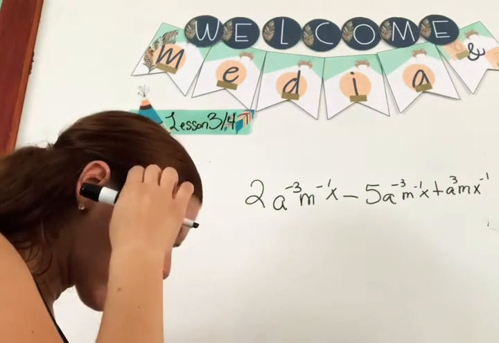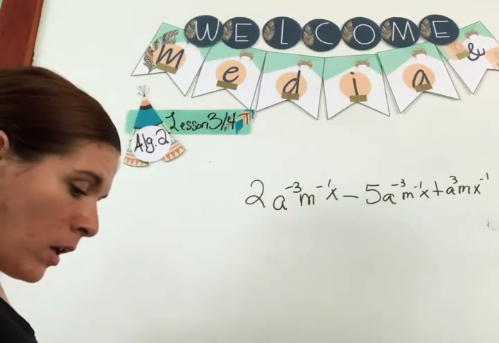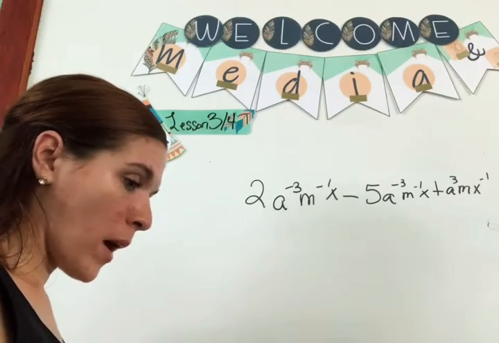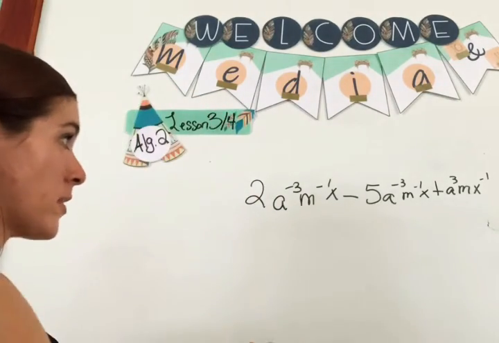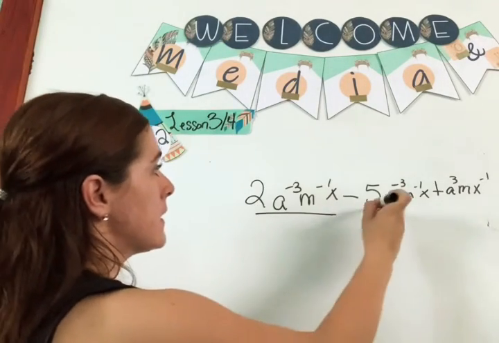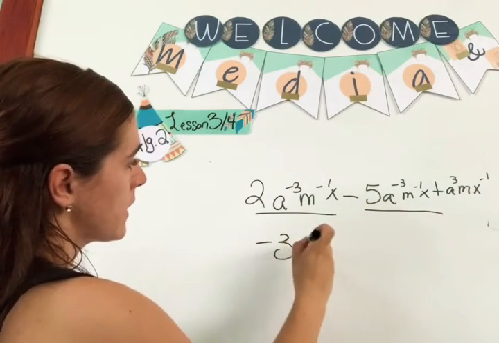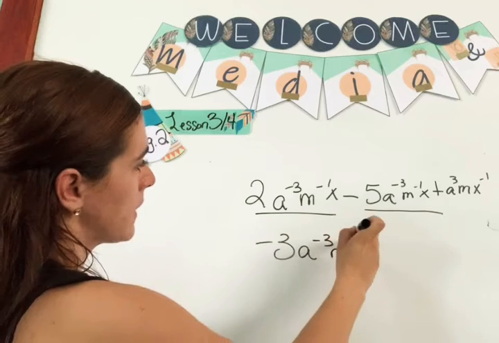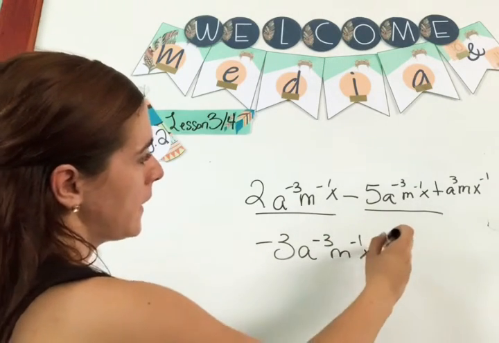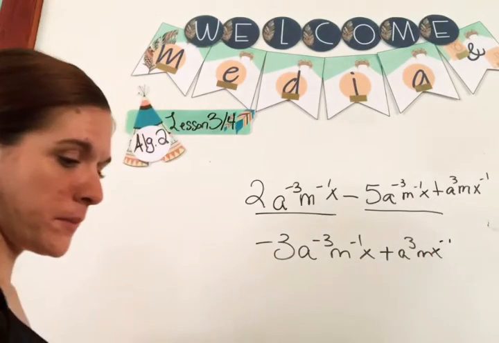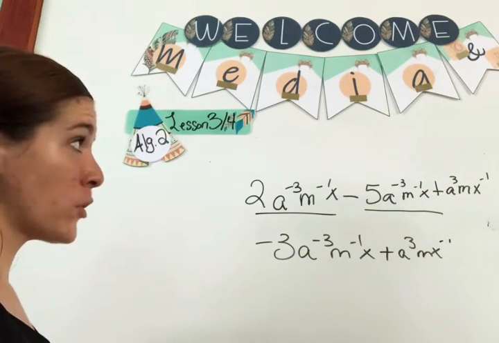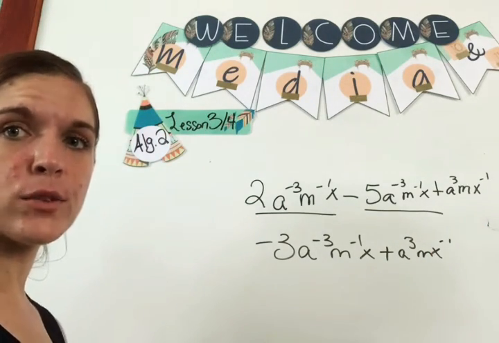Let's just check that we did that correctly. Okay, so this and this are going to be the same, so it's going to be -3a to the -3 m to the -1 x plus a to the 3 m x to the -1. Okay, those are your practices for lesson 3. Let's get into lesson 4.